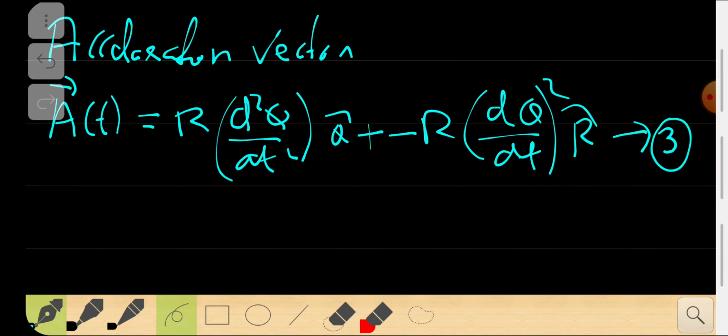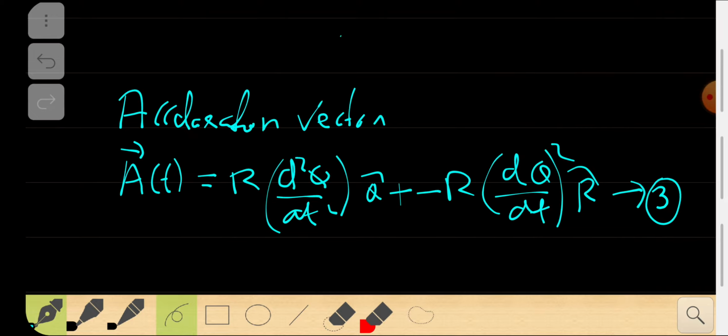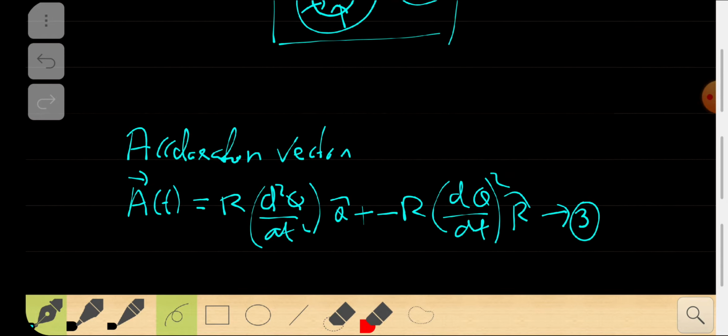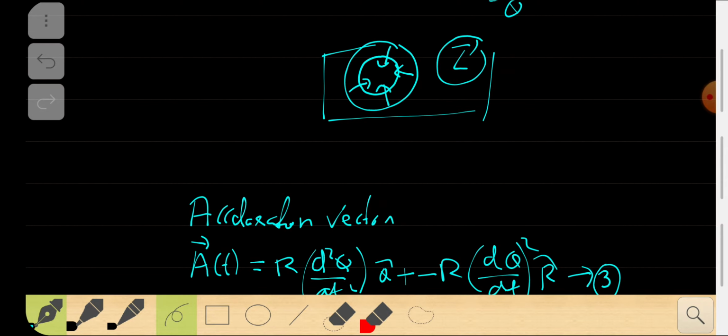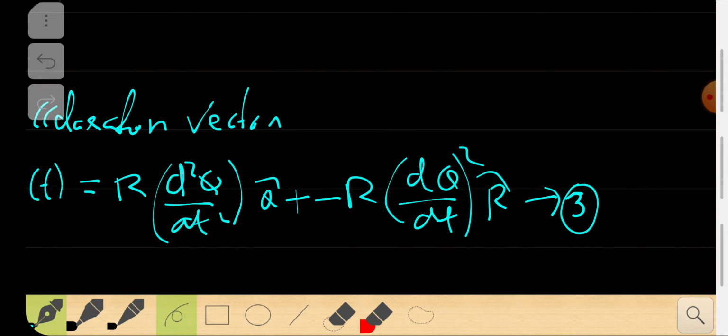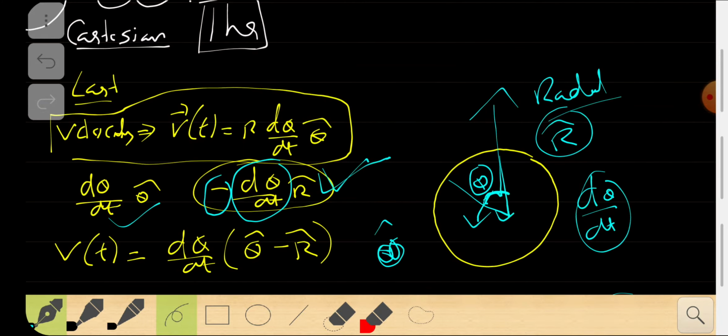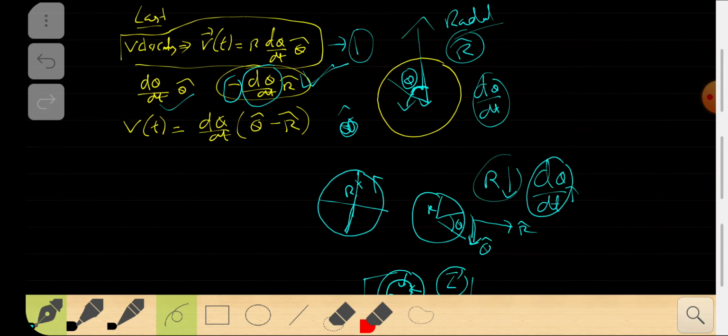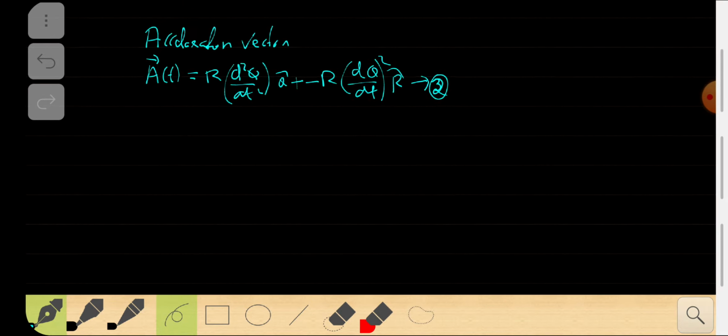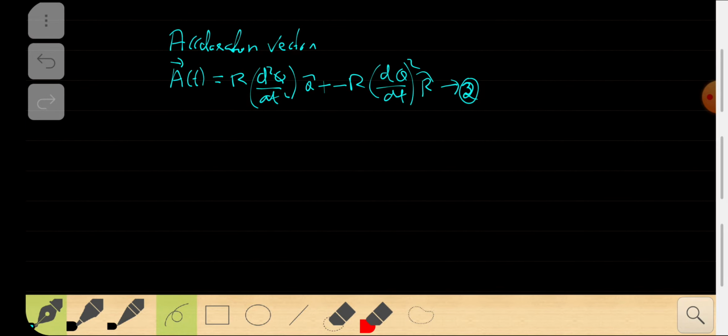So this is what we got in the final part of lecture 107.1. Let's call this equation 3, or equation 2, the first equation being the equation of velocity, the velocity vector. We have to keep track of what we are doing. Now that's the acceleration equation.